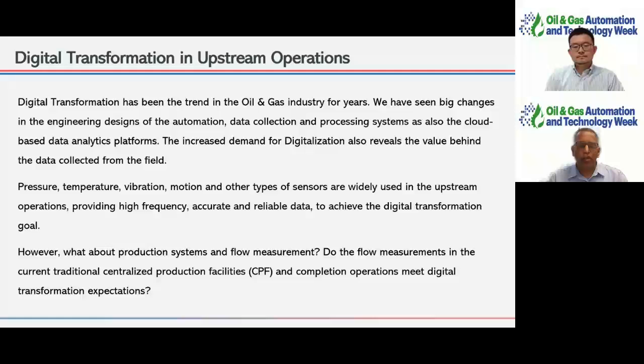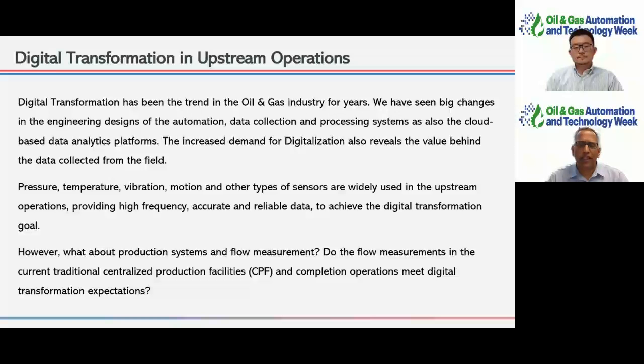Looking at the slide, this is more of an introduction where digital transformation has been the trend, and we've had it for a number of years in the oil and gas industry. But in recent years, of course, it's picked up that much more impetus. We see that in different spheres, whether it's the engineering designs and the automation, or the data collection or processing systems, or the analytics platforms, the cloud-based platforms.